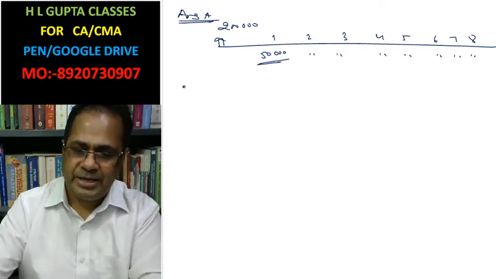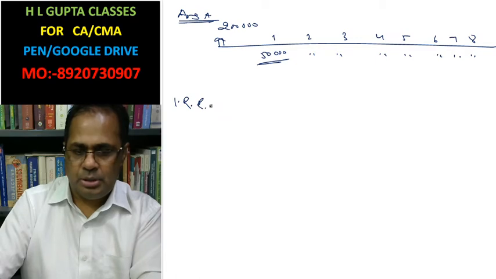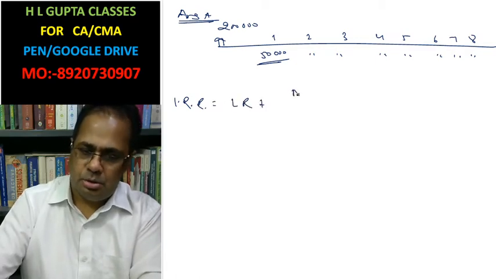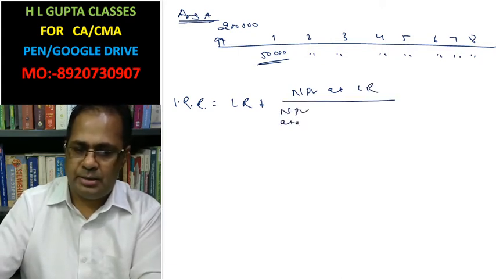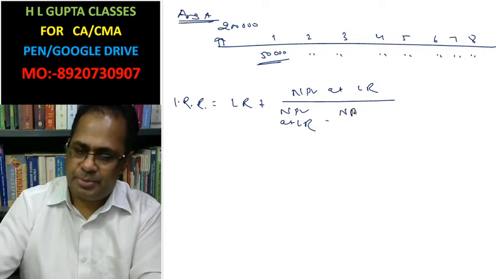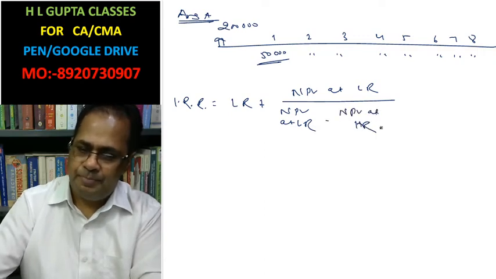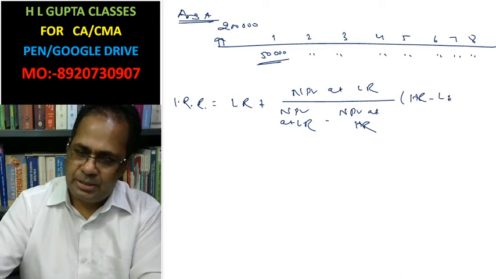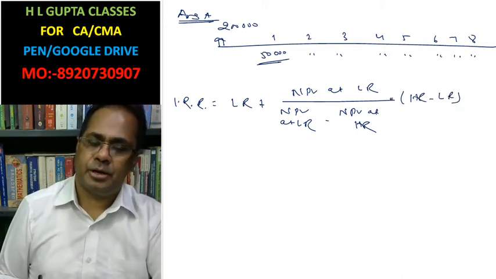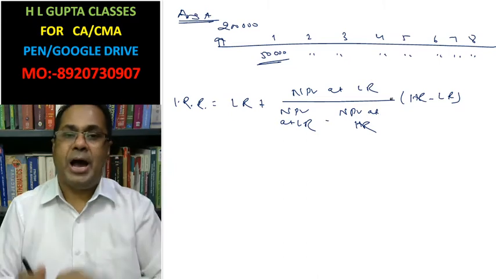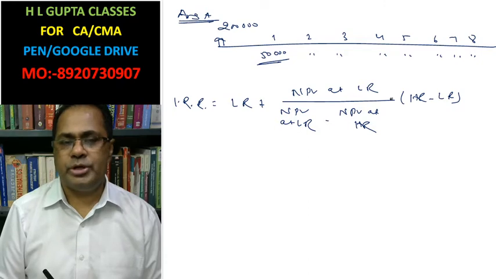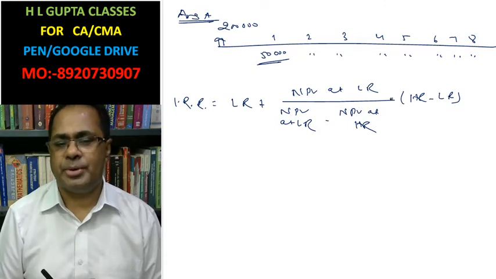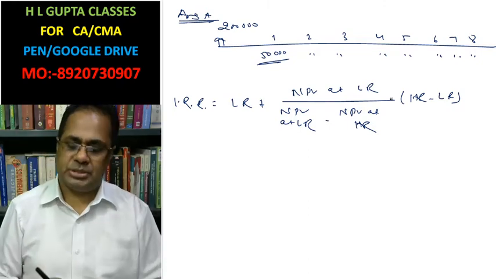The formula of IRR is lower rate plus net present value at lower rate, divided by net present value at lower rate minus net present value at higher rate, into higher rate minus lower rate. This is the formula for IRR. Now you have to calculate net present value at two rates. By what rate you need to calculate? One should give a positive net present value, one should give a negative net present value.